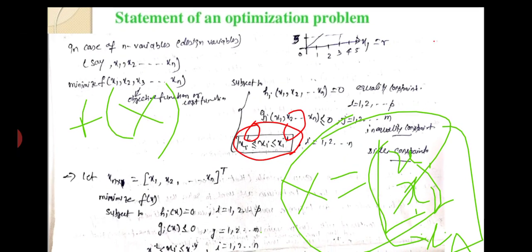So it means the constrained optimization problem has four parts. First is the objective function, second is the equality constraint, third is the inequality constraint, and fourth is the side constraint. So this is the problem.